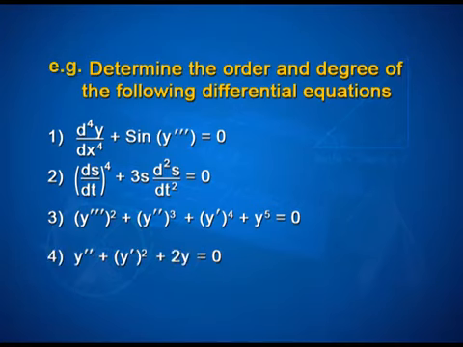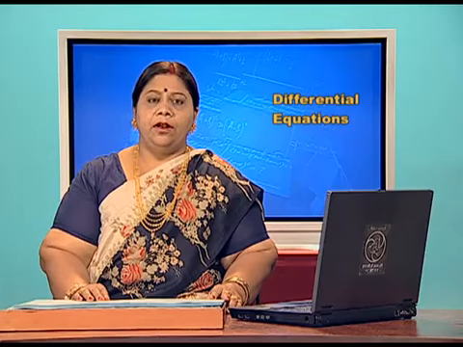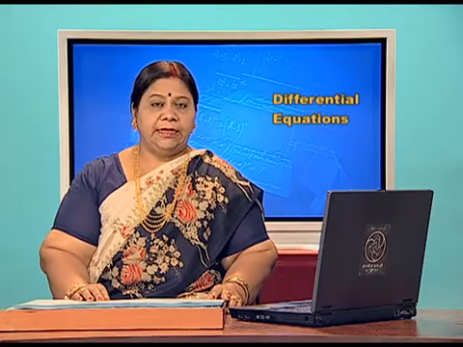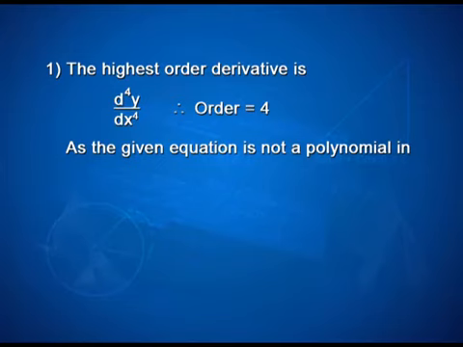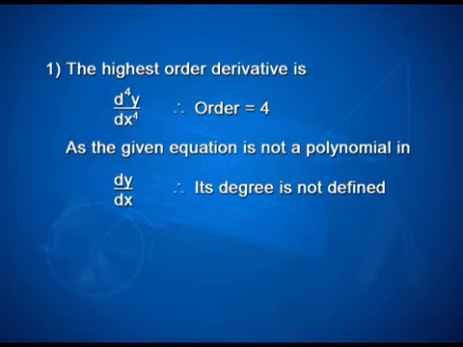Fourth, y'' plus (y')^2 plus 2y is equal to 0. Now, look into the solution. In the first case, the highest order derivative is d^4y/dx^4. Therefore, the order here is 4. As the given equation is not a polynomial in dy/dx, therefore, its degree is not defined.